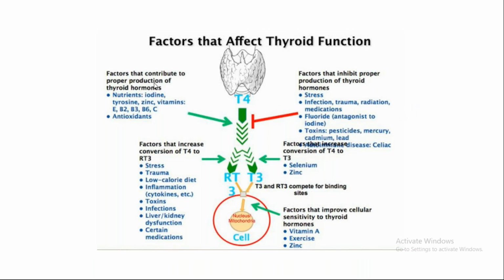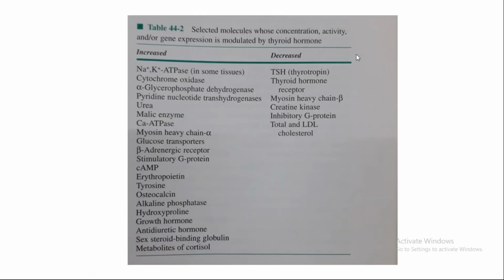So overall you can see all these things. Now the thyroid hormone stimulates which genes to express and which genes are suppressed. So the thyroid hormone increases all these activities. It expresses the genes for all these. I have made this list: sodium potassium ATPase, cytochrome system, alpha glycerophosphate dehydrogenase. These are all the enzymes which are required for the normal metabolic activity of the cells. Pyridine nucleotide transhydrogenases, urea, malic acid, calcium ATPase.